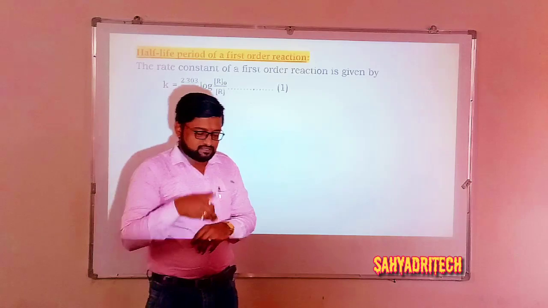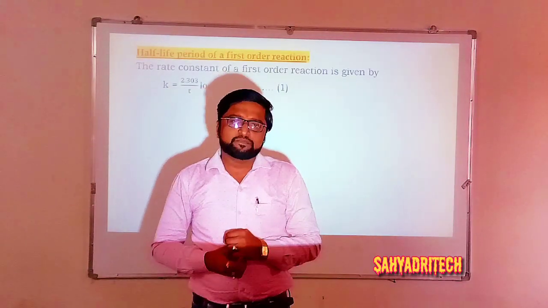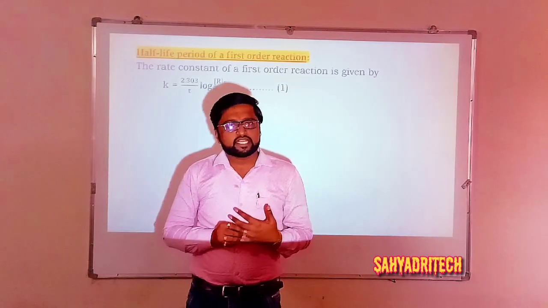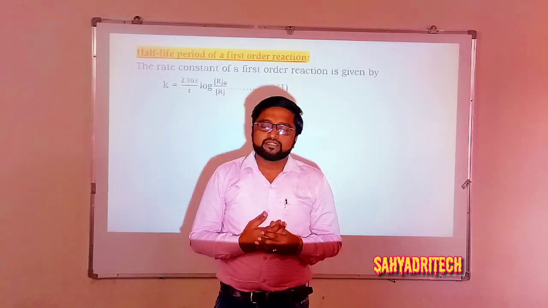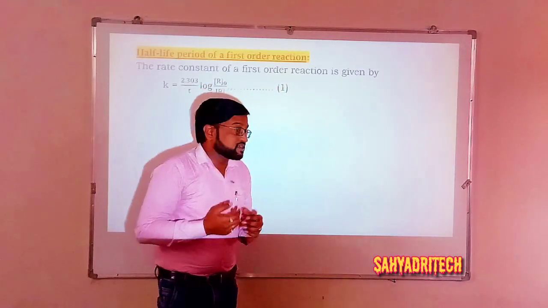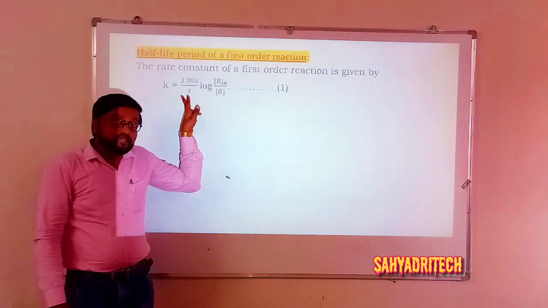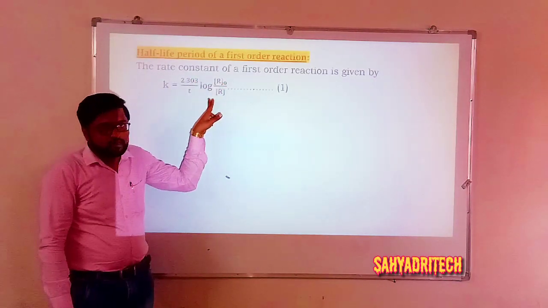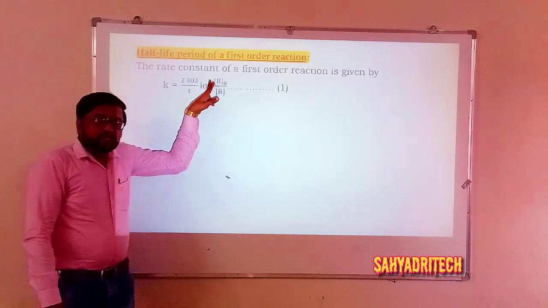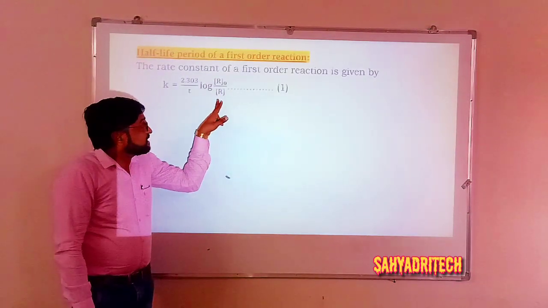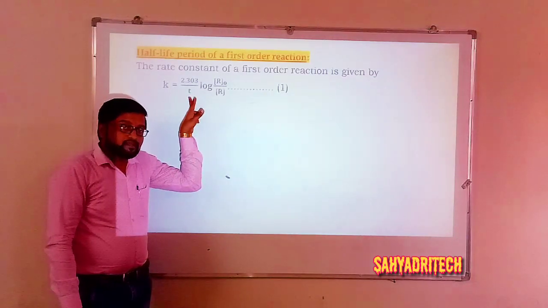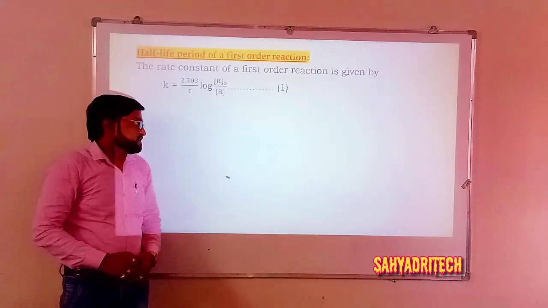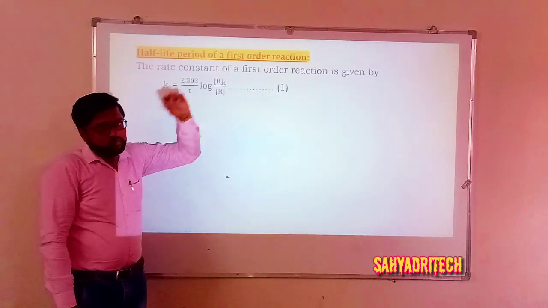For a first order reaction, the rate of a reaction is proportional to the first power of the concentration of the reactant species involved in a rate law or rate expression. And for a first order reaction, what about the rate constant? The rate constant of a first order reaction is given by K = (2.303/t) log (R0/R). R0 is the initial concentration of reactant, R is the concentration of reactant at time t, and K is the rate constant of a first order reaction. So it is considered as equation 1.